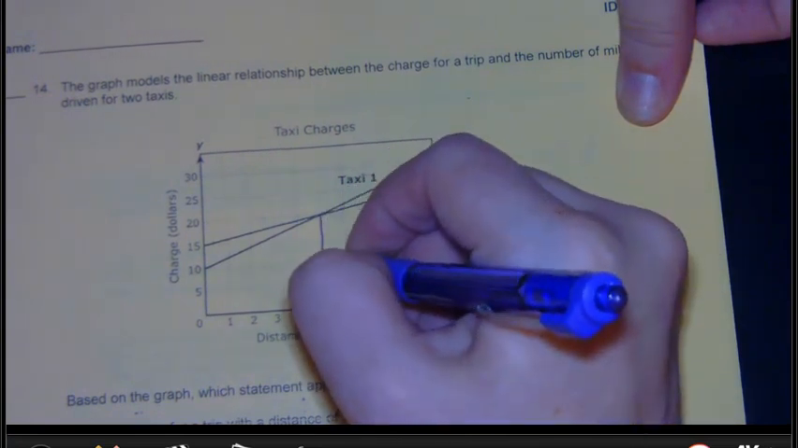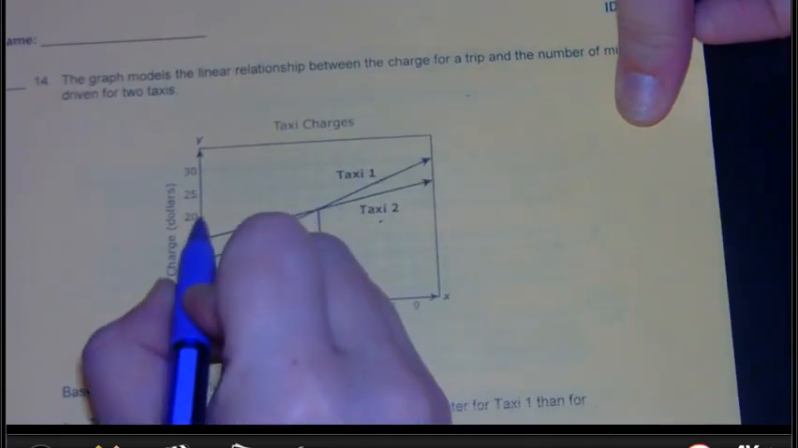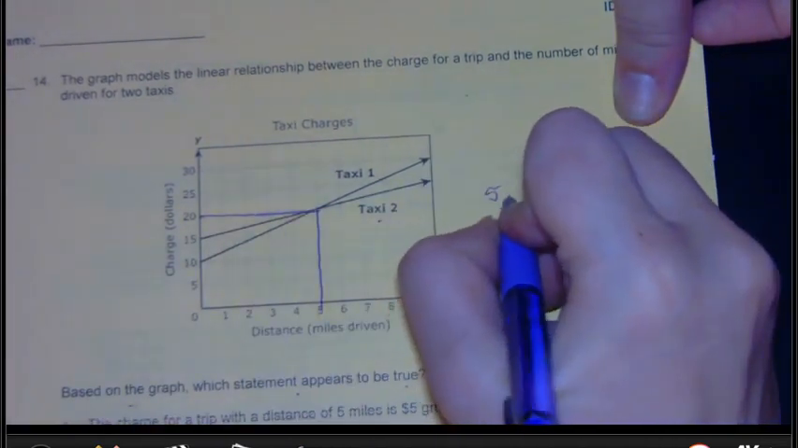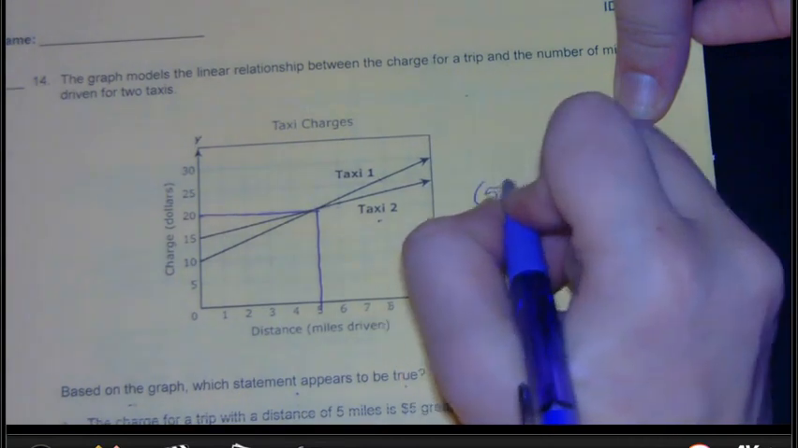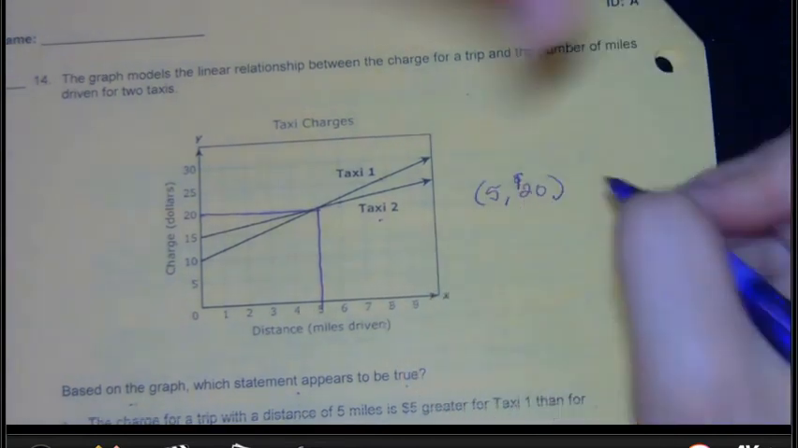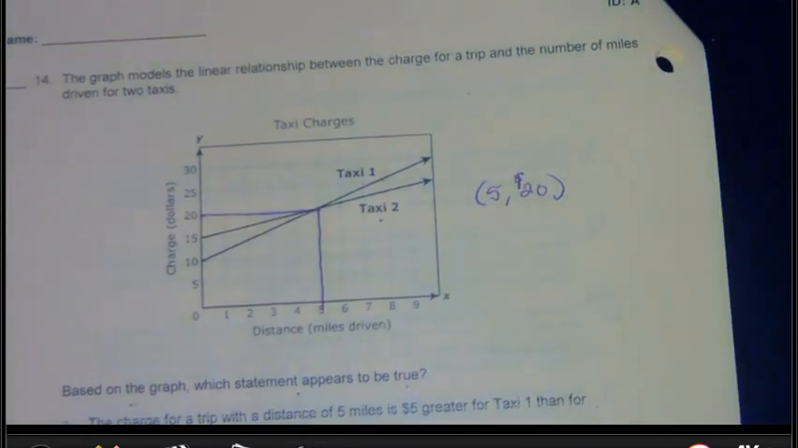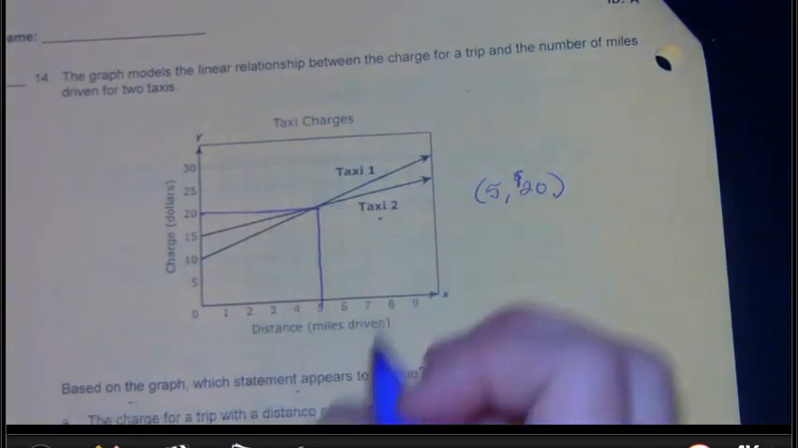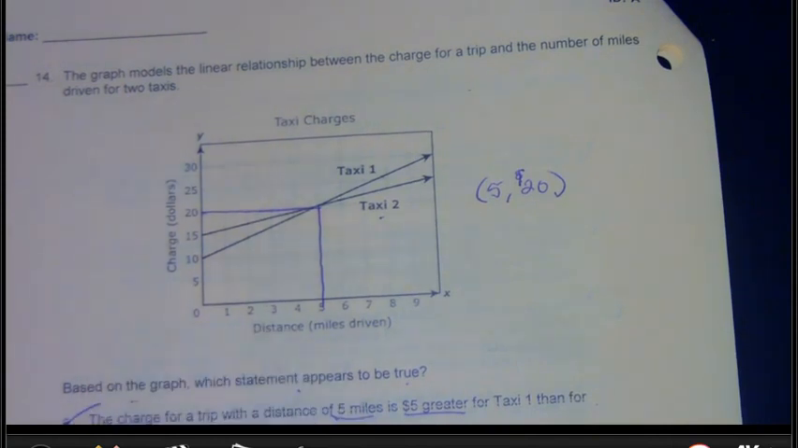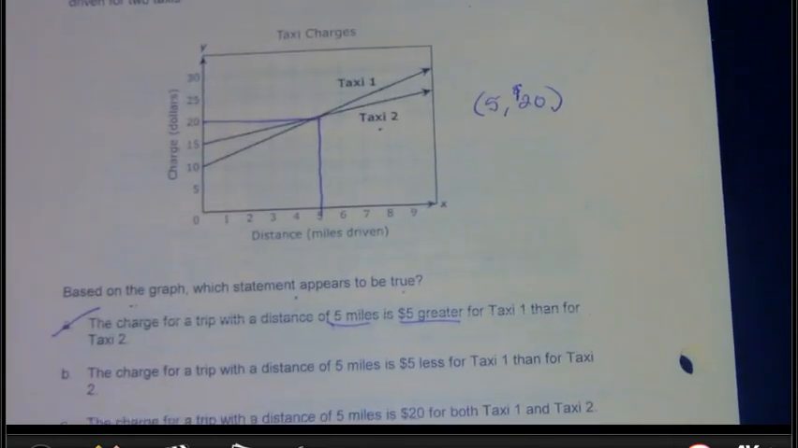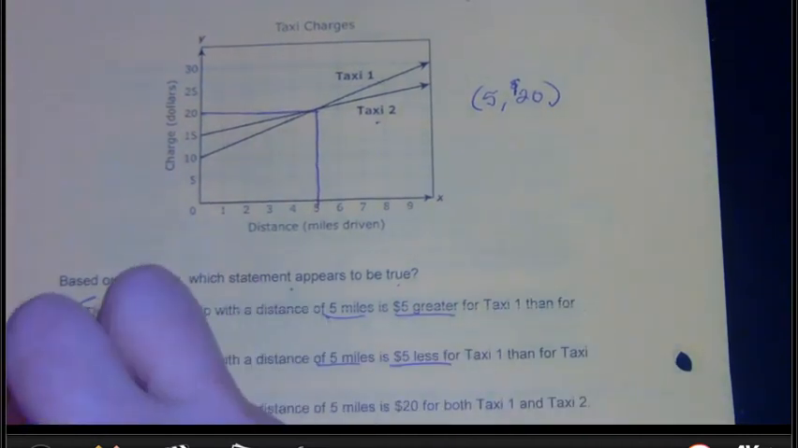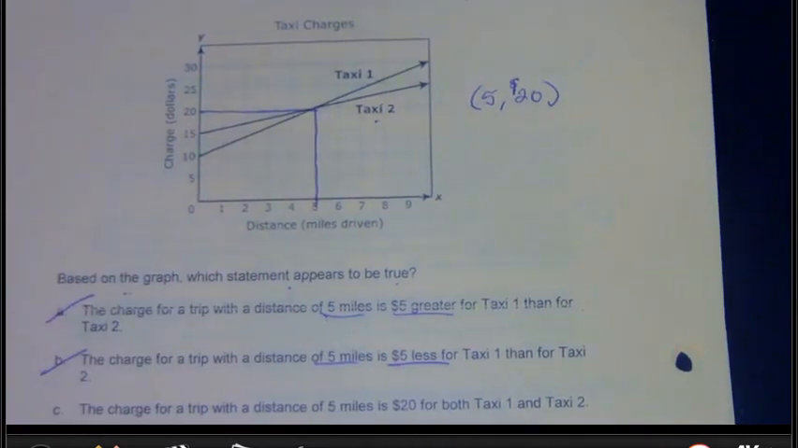So 5 miles looks like to be their point of intersection, so for them, 5 miles is $20. And that is going to be when they both are charging the same thing. So they're saying 5 miles is $5 greater. Well, if I'm looking at this based off the graph, that's not true. The charge for a trip with a distance of 5 miles is $5 less. Well, we just figured out that 5 miles looks like to be the point of intersection, so that's not true.